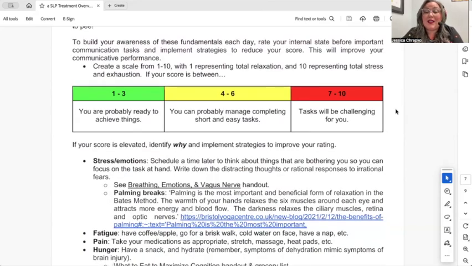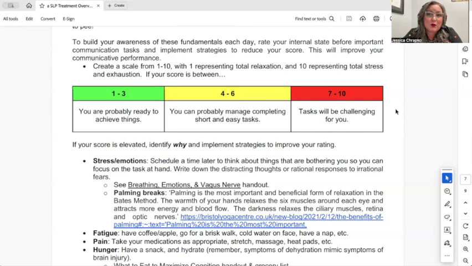A really important tool that can help clients build insight and awareness into their internal states is this self-rating tool. On a scale from 1 to 10, do an internal scan and give yourself a rating. If your score is between 1 and 3, you are probably ready to achieve things. If your score is between a 4 and 6, you can probably manage completing short and easy tasks. If your score is between a 7 and 10, 10 meaning total stress and exhaustion, tasks will be challenging for you.